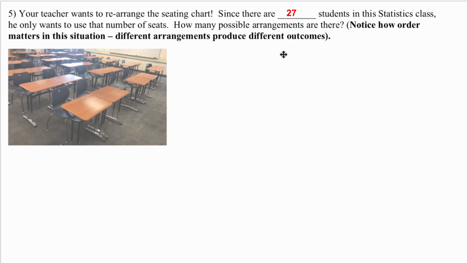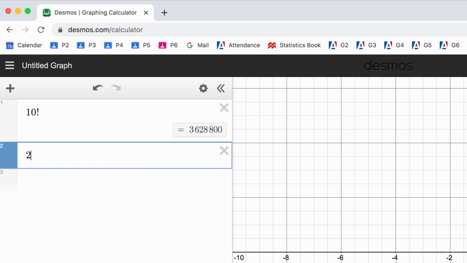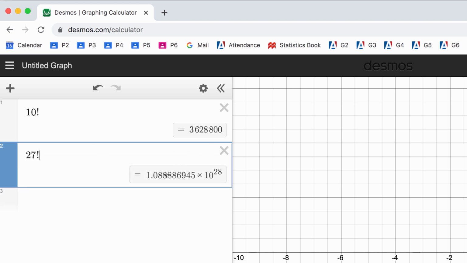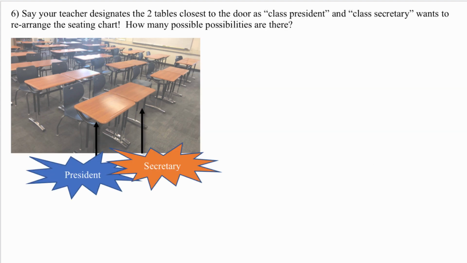Again, that'll be key when we talk about combinations later, but for now, just think of permutations as meaning the order matters, okay? So I have 27 different students, and I want to use all 27 seats. Again, it'd be this gigantic number of possibilities. You have 27 possibilities for the first seat, then 26 students available for the second, and then 25, 24, 23, 22, 21, 20, 19, 18, 17, 16, 15, 14, all the way down to 1. You can also write that as 27 factorial, which is, again, a giant number: 1.08 times 10 to the 28th, which is 10 with 27 zeros after it. So it's just gigantic.